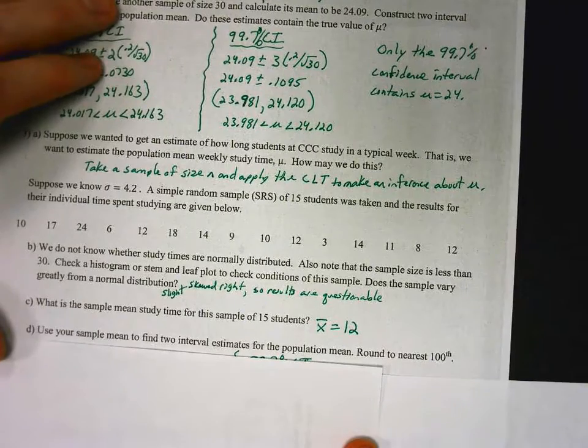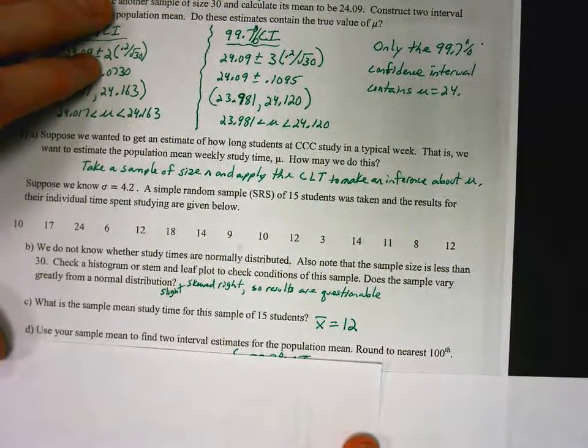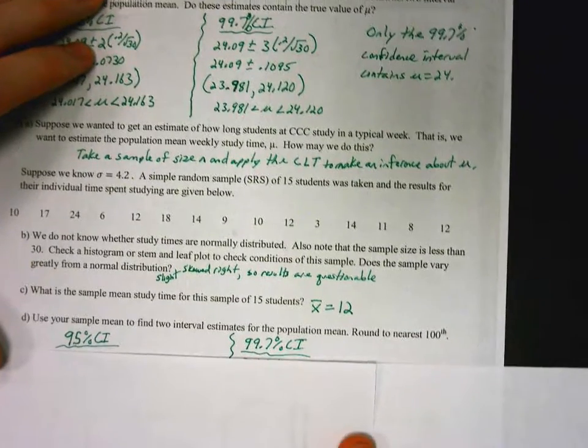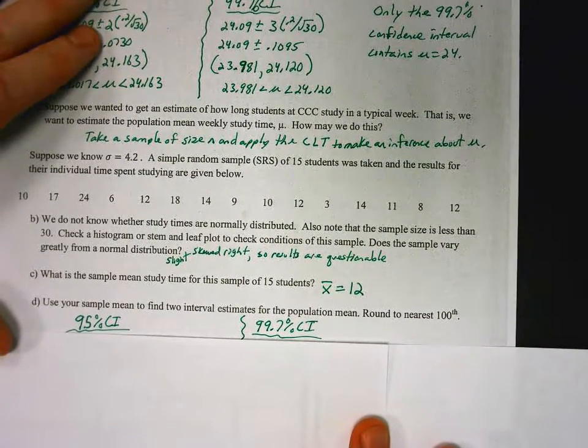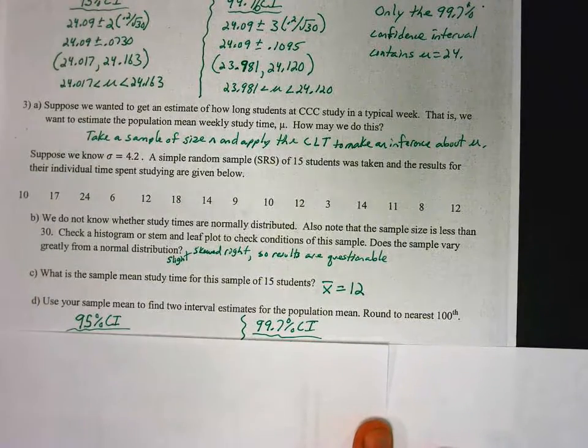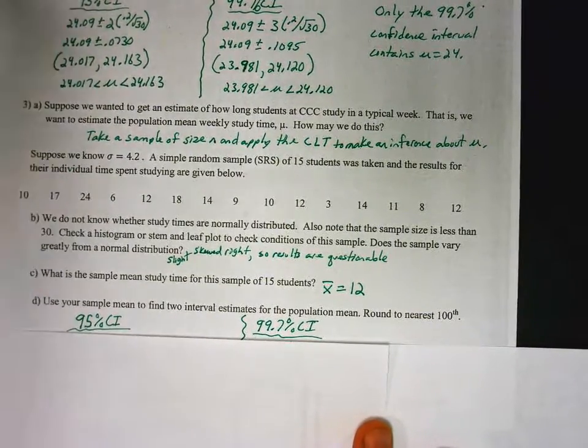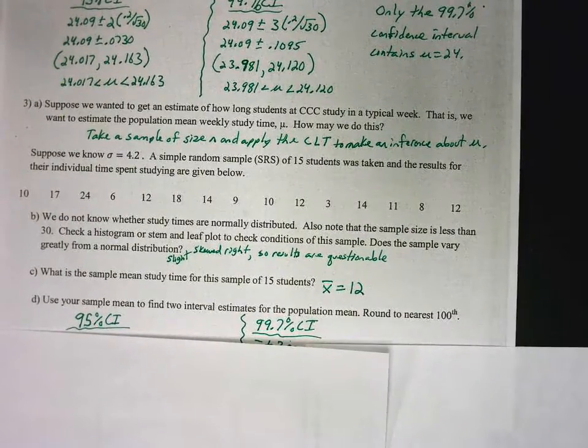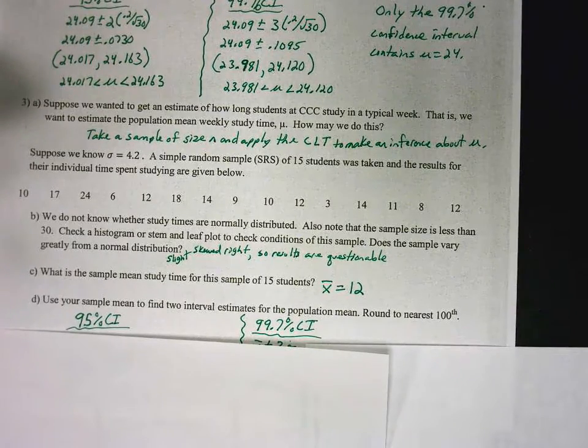Okay, so use your sample mean to find 2 interval estimates for the population mean and round to the nearest hundredth. Now again, I'm just going to do the 95 and 99.7% confidence interval. And the reason I'm using those two rather than the 68% confidence interval is because when you want to estimate what mu is, you want to be confident in your answer. So when you give an estimate for mu, you don't want to say you're only like 50% confident or 68% confident. You want to be like 90, 95, or 99.7 or 99% confident. The more confident you are in your answer, the more sense it makes.